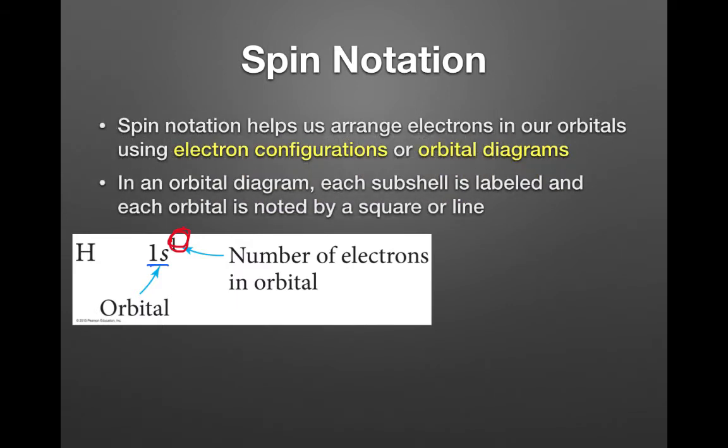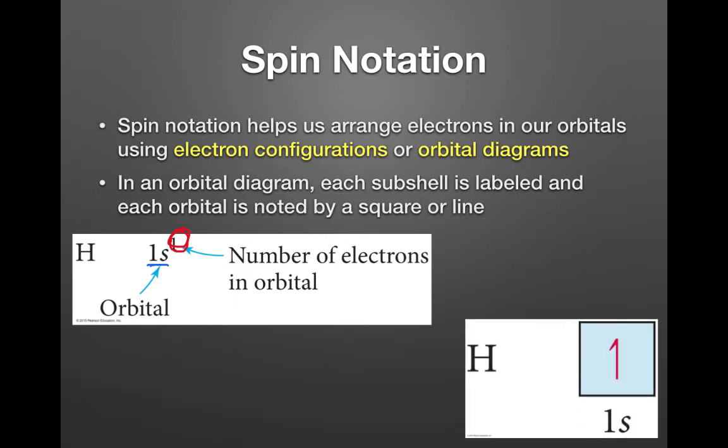Now we can also use what's called an orbital diagram. And in an orbital diagram, each of our subshells, so in this case the 1s, is labeled, and each orbital within that subshell is noted either by a square or a line. And so we can take a look to see what hydrogen would look like here. There we see our 1s orbital as a square, and our electron here is drawn as a one-headed arrow or a half-headed arrow. That's usually how we have electrons in these diagrams.